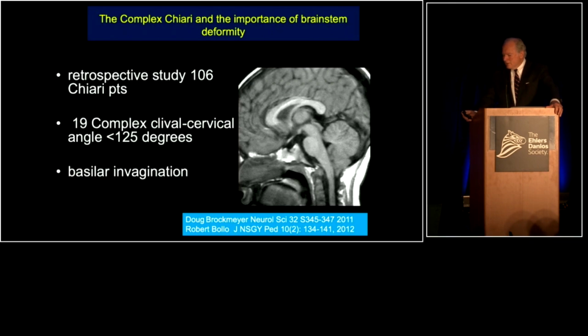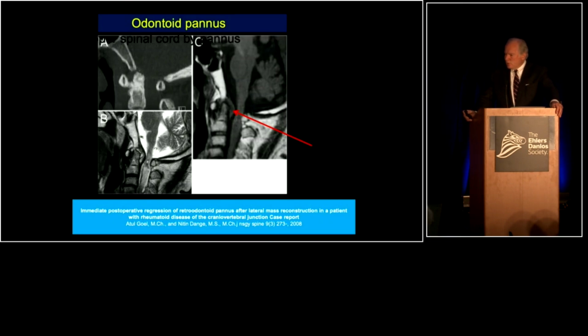And in Doug Brockmeyer's paper, looking at 100 decompressions, 20% of those Chiaris also had an odontoid in the front pushing backward into the brainstem, or a kyphotic clival axial angle causing strain in the brainstem. Odontoid pannus is the inflammation around the lining of the spinal canal that, if it gets thick enough, can compress the spinal cord.